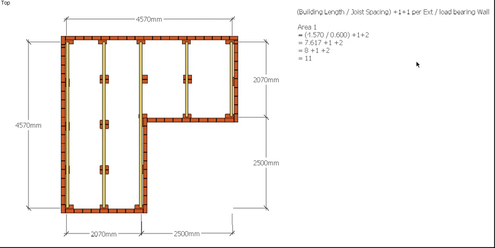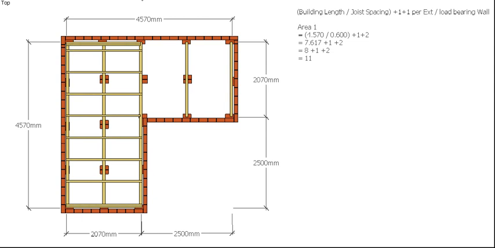So the formula in this case would be, or the actual figures, 4 meters 570 divided by 600, which is our joist spacing, plus 1, plus 2, because we're going to have an external wall at this end and an external wall at this end, and there's no load-bearing walls in this building. So we worked that out, and it ends up with 7.617 plus 1 plus 2. We round the 7.617 up to 8, because we can't have 0.6 of a joist. So 8 plus 1 plus 2 equals 11. So we're going to have 11 joists in this area. And there they are there. So two doubles at the end, doubles at this end, and then 600 centers in between.